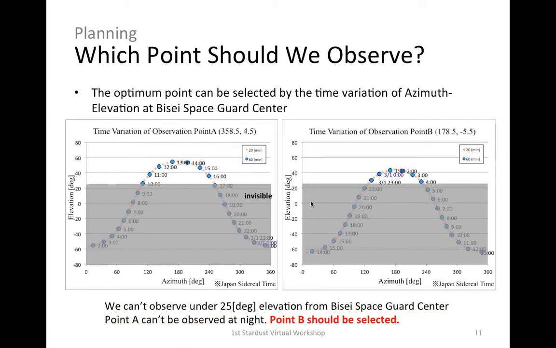We can select the optimum observation point by its elevation from the observation site. These figures are the time variation of the elevation of point A and point B. We cannot observe elevation angles lower than 25 degrees from Visay Space Guard Center. So point A can't be observed, and point B should be selected.